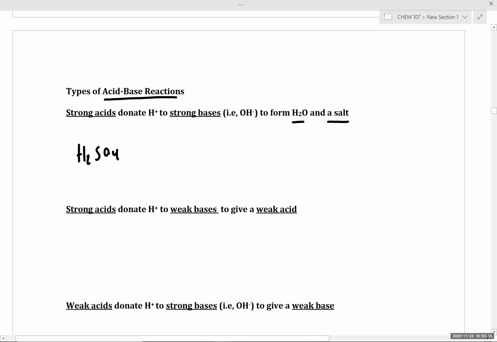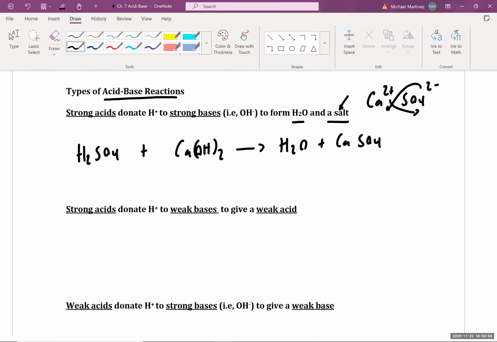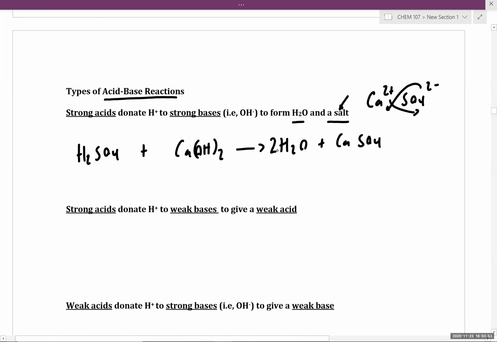H2SO4, sure. So a strong acid can react with a strong base. Let's do calcium hydroxide just to make things a little bit interesting. And they react to form water and a salt. And the beautiful thing about this idea is that you can figure out the formula for the salt by crossing your cation and conjugate base anion charges, and that gives us calcium sulfate. We then have to adjust our coefficients, and we see that we need 2 waters.